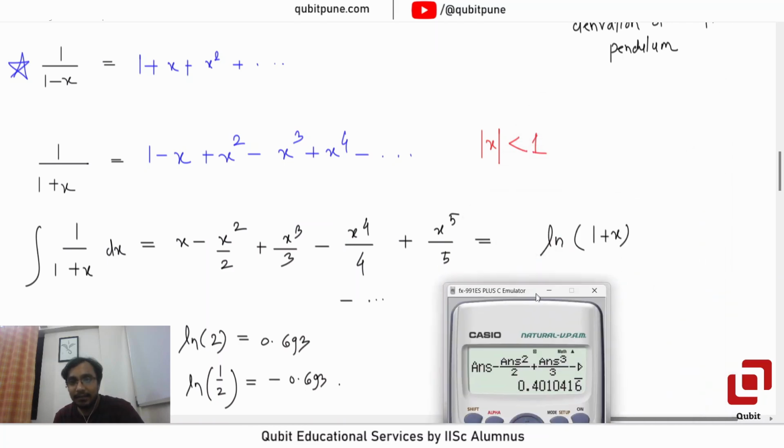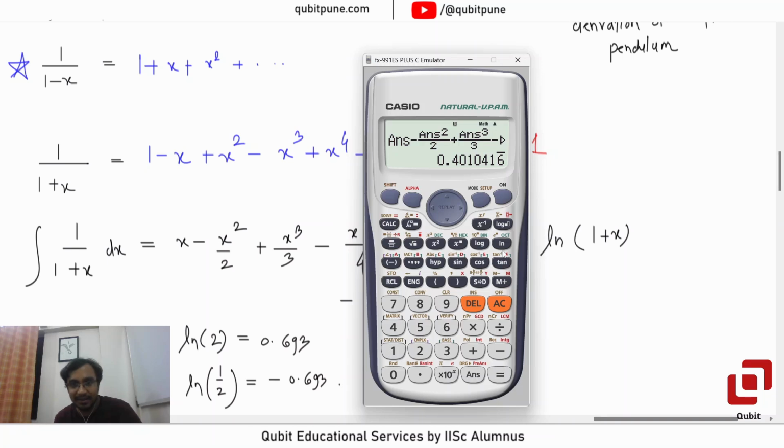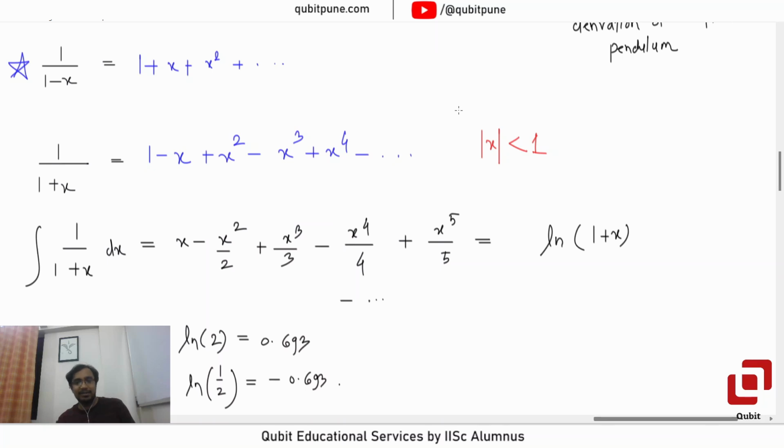Wait, I think I'm making a mistake here. By doing this, we are getting log of 1 plus x. Sorry, my bad, it is log of 1.5. That's 0.4054, and the thing that we had calculated, 77 upon 192, is also around that: 0.4010. That's fairly accurate, corrected till 2 decimal places.